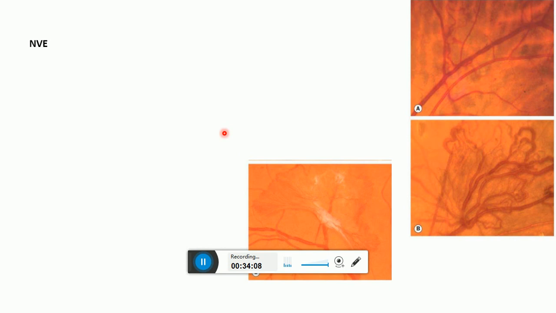Now new vessels elsewhere describe neovascularization further away from the disc. So these are the new vessels elsewhere. These are mild new vessels elsewhere. These are severe new vessels elsewhere, and these are associated with fibrosis.